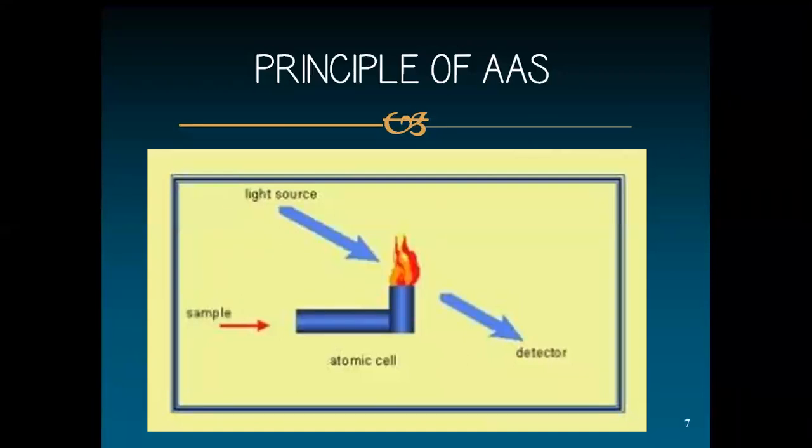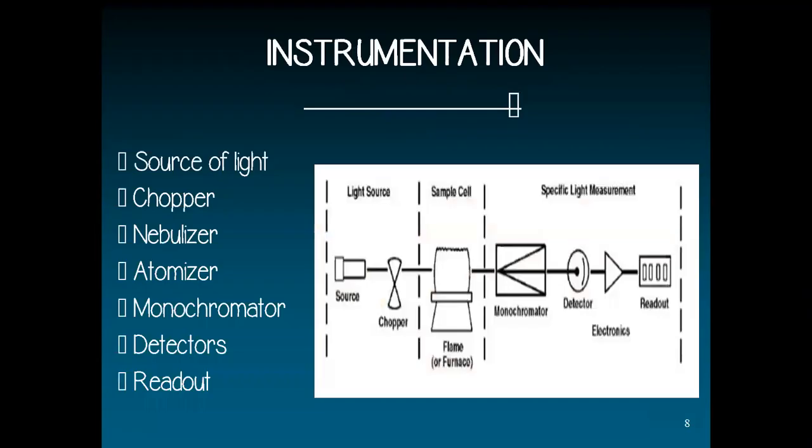And when these atoms are present in their atomic state, then a light source is passed through it, a radiation is passed through it, and the frequencies which are suitable for absorption are absorbed by the atoms, and at the detector we detect what or how much absorption has taken place.